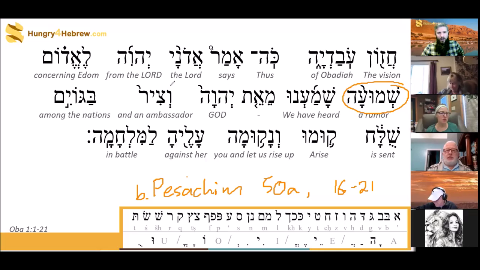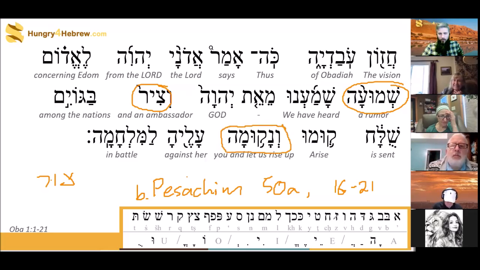V'tzir bagoyim. This tzir right here makes me think of the root tur, which has to do with something being narrow or distress or something like that. But I need to look into it a little deeper, because whoever this tzir is, is the one who's been sent to the nations. That's why they translate it here as an ambassador, and it doesn't show up terribly often in the Bible. Kumu v'nakuma. Anybody have any idea what kind of a form, what kind of verb that is? Wholehearted.